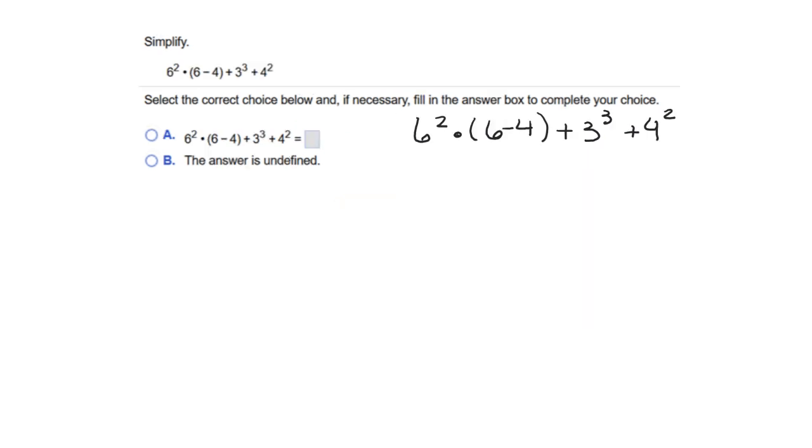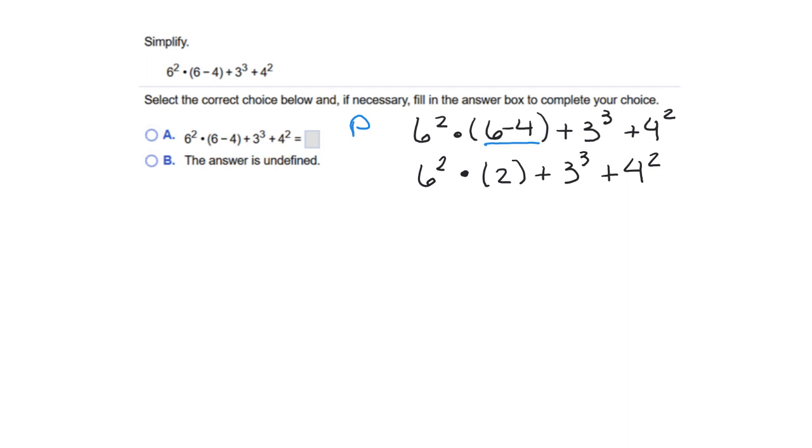Let's try this next problem. 6 to the second power times parentheses 6 minus 4 close parentheses plus 3 to the third power plus 4 to the second power. Remember, the first thing you're going to look at is your PEMDAS, so parentheses. So we're going to clear what's inside the parentheses and rewrite everything else from left to right. So it still remains as 6 to the second power or 6 squared. In parentheses, 6 minus 4 now becomes a 2. And rewrite the rest of the expression.